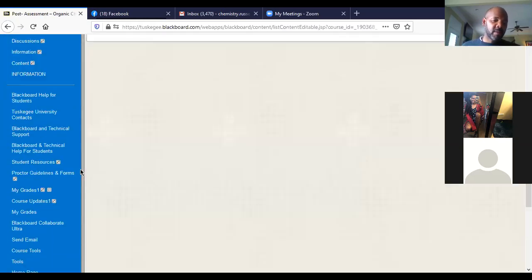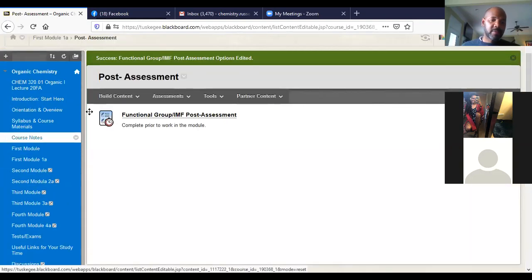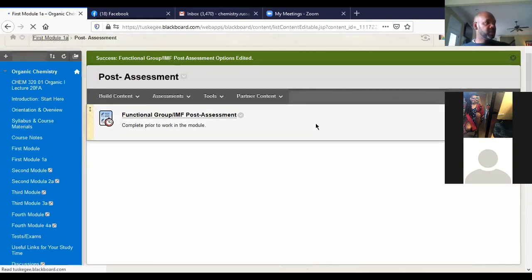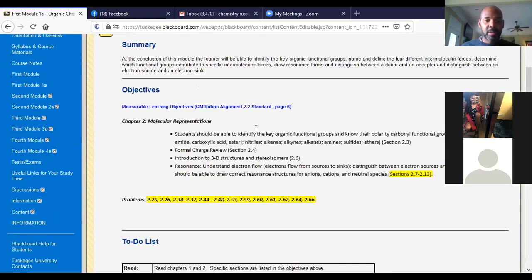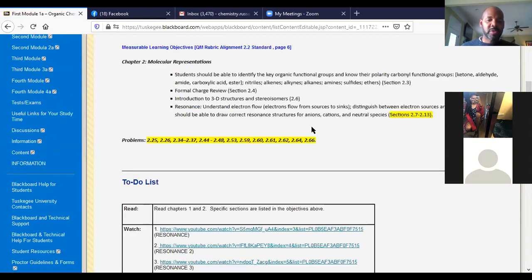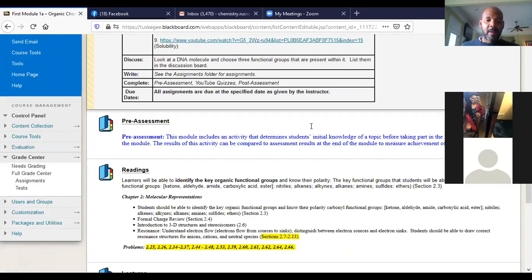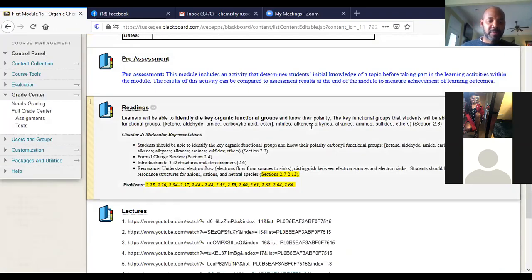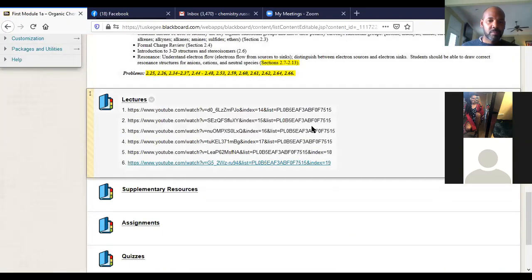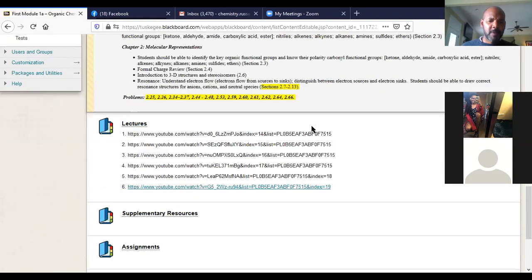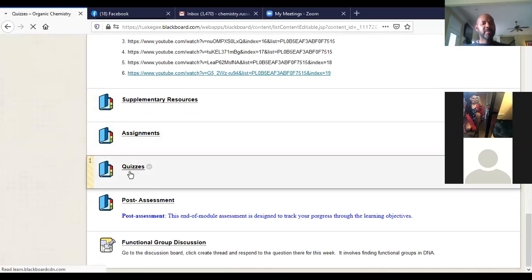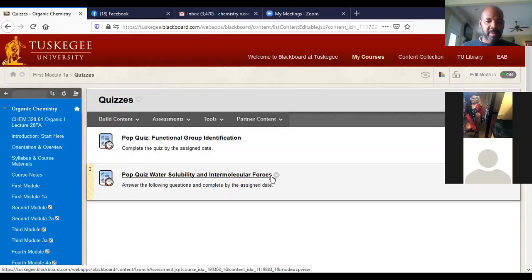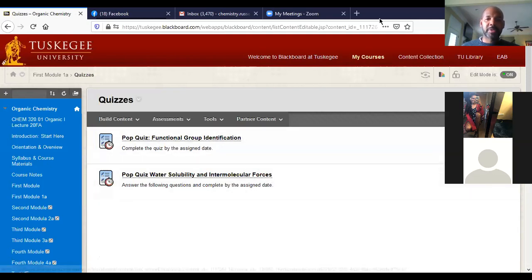And if you haven't taken the quiz that's in here, you need to take that too. Right at this point, we've talked about everything in these objectives. We talked about resonance. We didn't do stereoisomers because I typically don't teach that until the second part. We did formal charge and then functional groups, and we also did solubility and physical properties. So the quiz that's here, you should be able to take that now: water solubility and functional group identification.